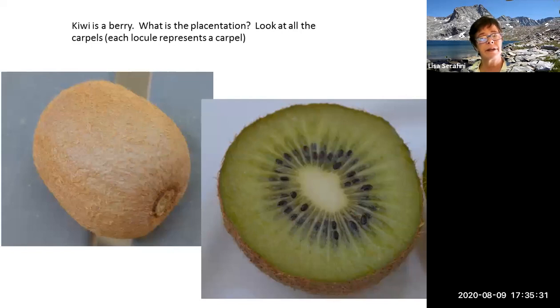Kiwi is also a berry. Yeah, good tasting berry. All right. What is the placentation? Can you see? Looks like they're attached to the middle, so that would be axile, and you have these septa. Look at each locule, each one of these represents a carpel. So there are many carpels fused together in this kiwi.